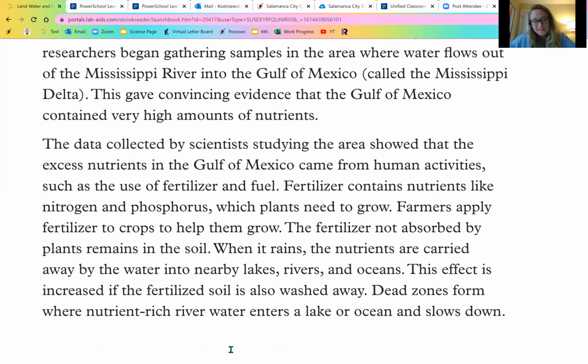The data collected by scientists studying the area showed that the excess nutrients in the Gulf of Mexico came from human activities. It looks like, again, we're learning that human impact is affecting our land and water, such as fertilizer and fuel. Fertilizer, that's what we learned about just the other day. Farmers will use a lot of fertilizer, and this is a way that it is contaminating.